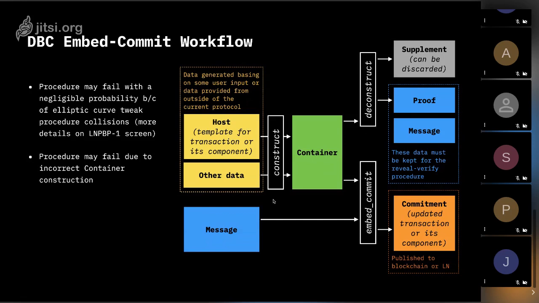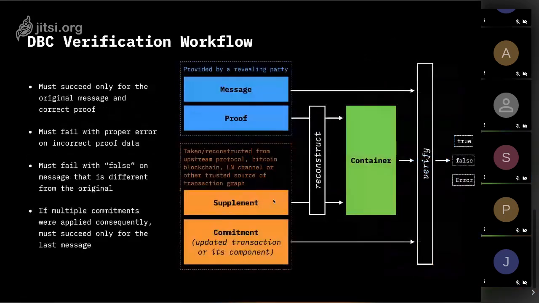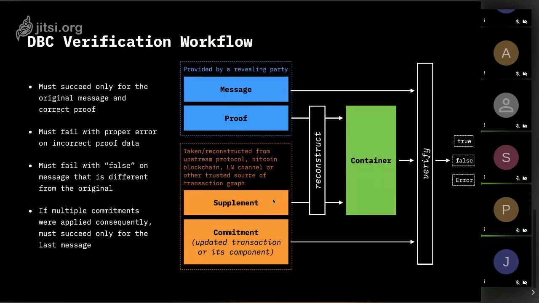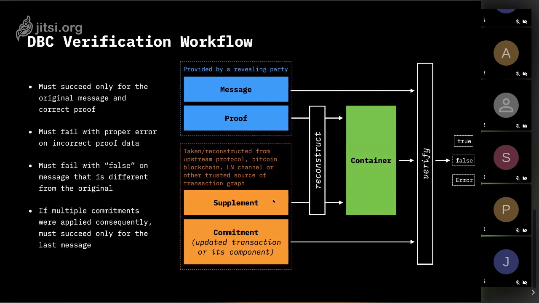And to get the proof out of the container, you use this deconstruct procedure. It separates the container into the supplement and the proof, as I just described. Now, you transfer the proof to the party you would like to prove the fact of deterministic commitment, and the party runs a verification workflow. It again takes the message from somewhere else. It's outside of the DDC procedure. In terms of RGB, it will take a state transition, serialize it, and it takes the proof.